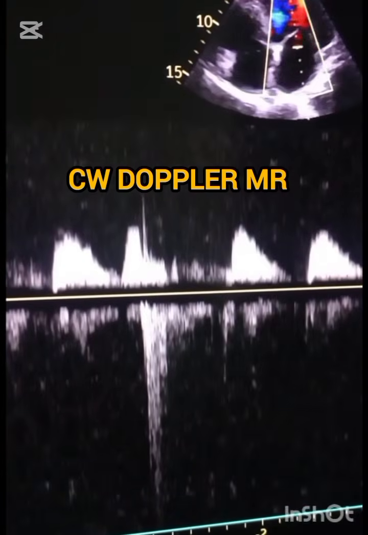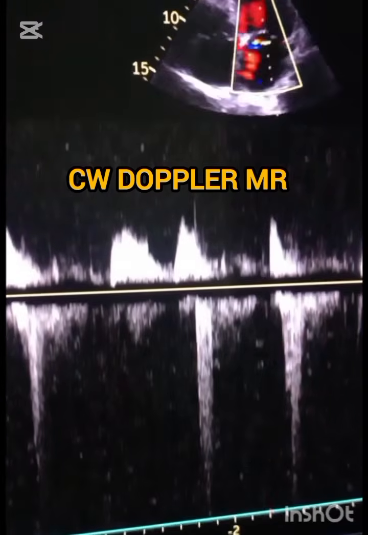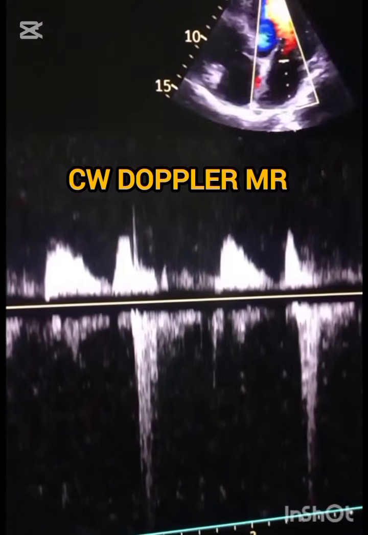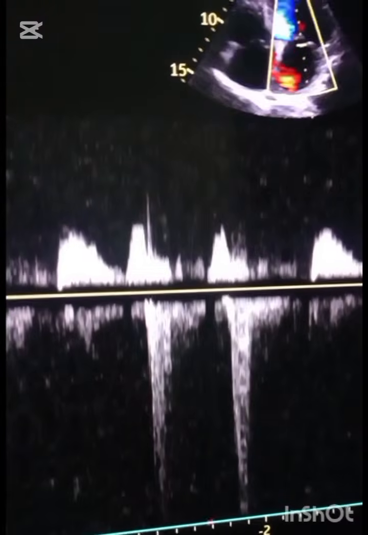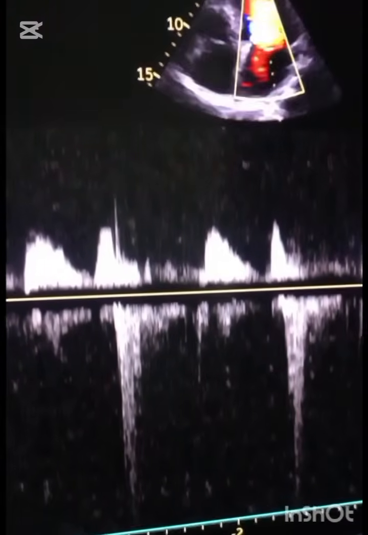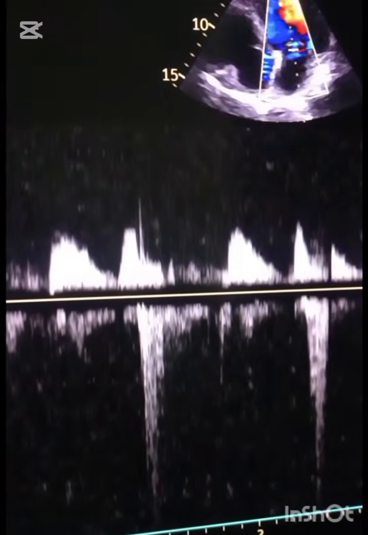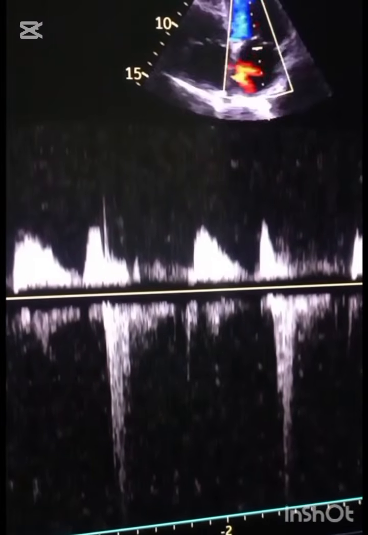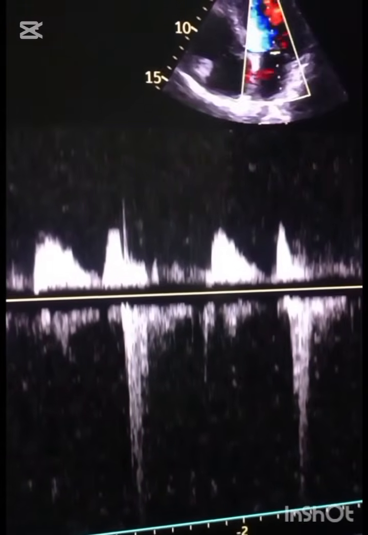Continuous wave Doppler assessment of MR. The density of the Doppler jet is proportional to regurgitant volume. Like in this case, there is a faint, incomplete Doppler signal. This is a mild MR, and a dense Doppler signal with parabolic shape will be severe MR.